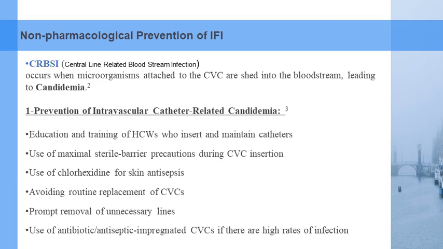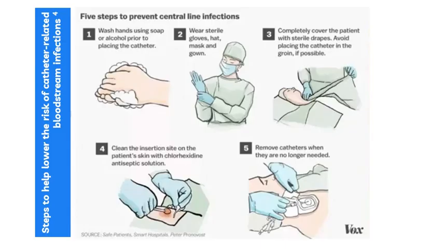Also, the use of chlorhexidine for skin antisepsis, and avoiding routine replacement of central venous catheters. Moreover, it is imperative to ensure the prompt removal of unnecessary lines. Finally, it is valuable to use the antibiotic or antiseptic impregnated central venous catheters if there are high rates of infection. The following figure shows the appropriate steps to be taken to lower the risk of catheter-related bloodstream infections.